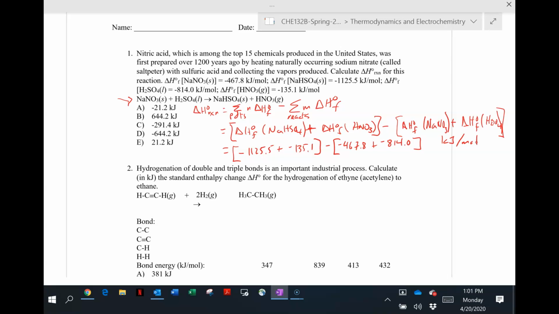Again, the main problem here is just making sure that you enter things in properly and you keep your signs straight. And again, it's a lot simpler when everything's being multiplied by 1. Otherwise, you have to take a little bit more care.